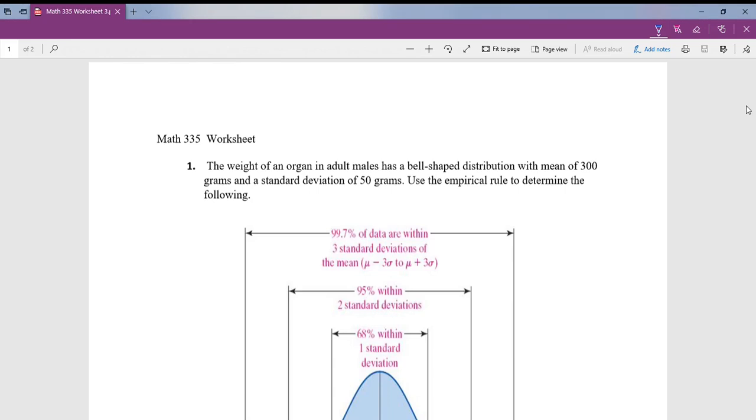Welcome to Math 335. Let's try some questions that are similar to exam questions. Number 1. The weight of an organ in adult males has a bell-shaped distribution with mean of 300 grams and standard deviation of 50 grams. Use the empirical rule or the normal rule to determine the following.